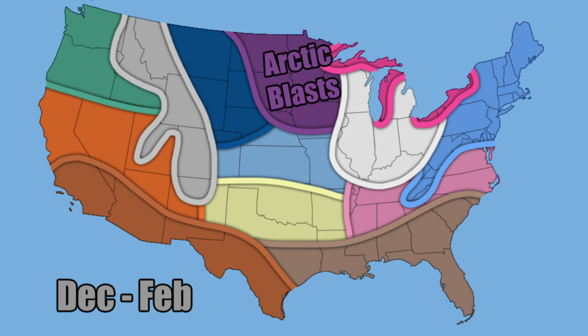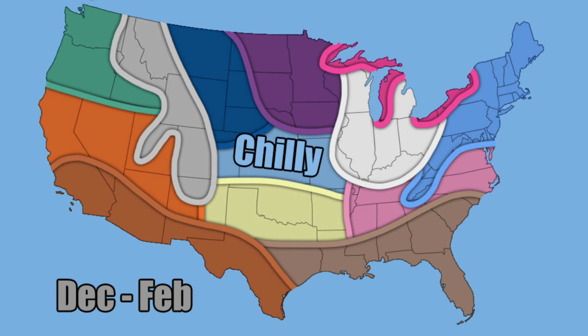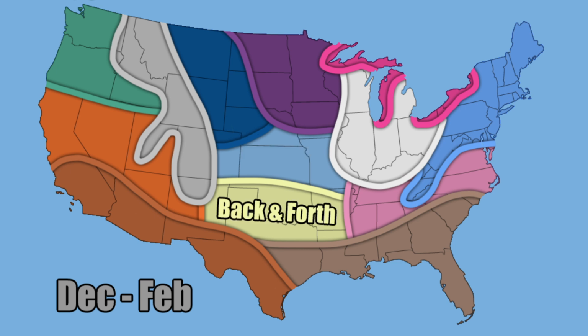So just keep your eye on that, and I'll be tracking all of those Arctic blasts on my channel. Chilly conditions, so it's not going to be as cold, but it also won't be warm in these regions. So it's going to be kind of right in the middle. I think it'll tilt a little bit below average for many of these areas from Colorado eastward into Kansas, Nebraska, Iowa, and Missouri there. Back and forth conditions for portions of Texas, New Mexico, Oklahoma, Arkansas, and Louisiana.